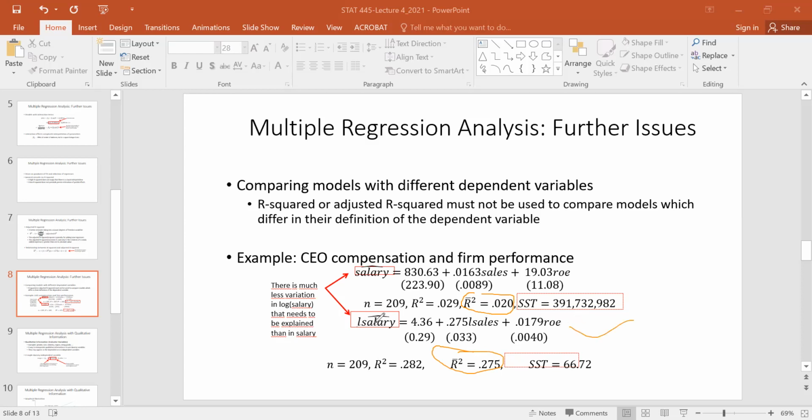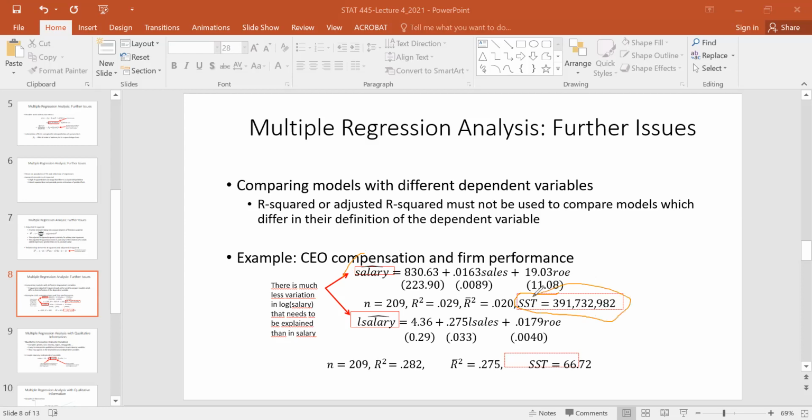I prefer to run log salary on sales and return on equity. I prefer this model to this model because this model explains 27% and this model explains only 2%. We are saying you are wrong because you are not explaining the same thing. Here you are explaining just salary. Here you are explaining log salary. There are two different things you are explaining, so you cannot just choose one of them. Compare apples to apples.